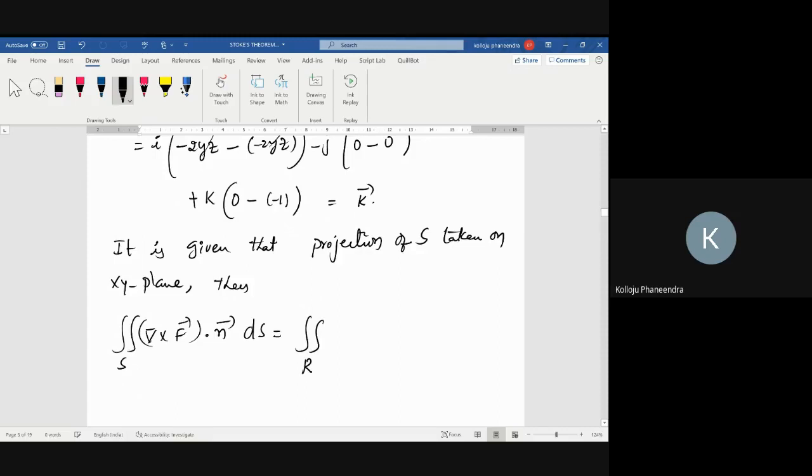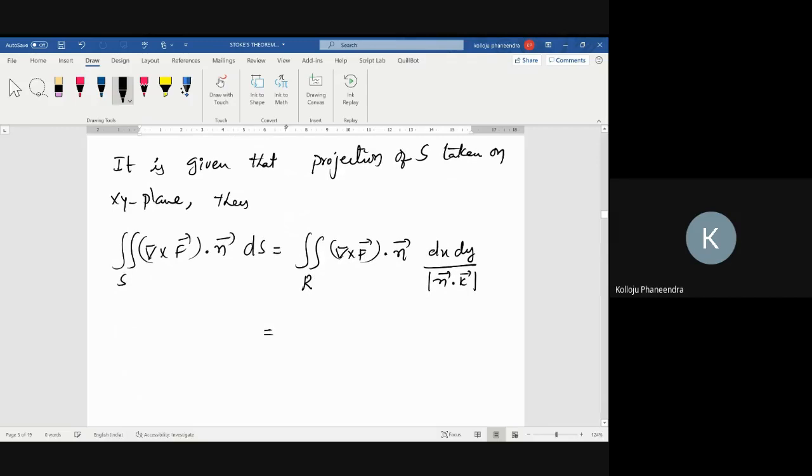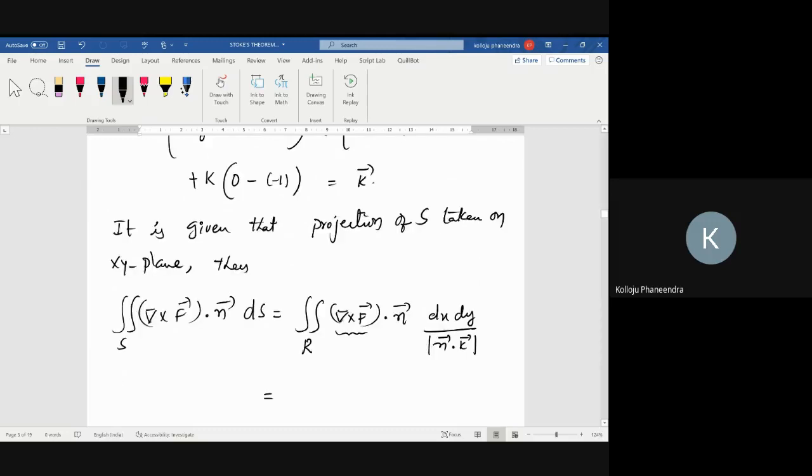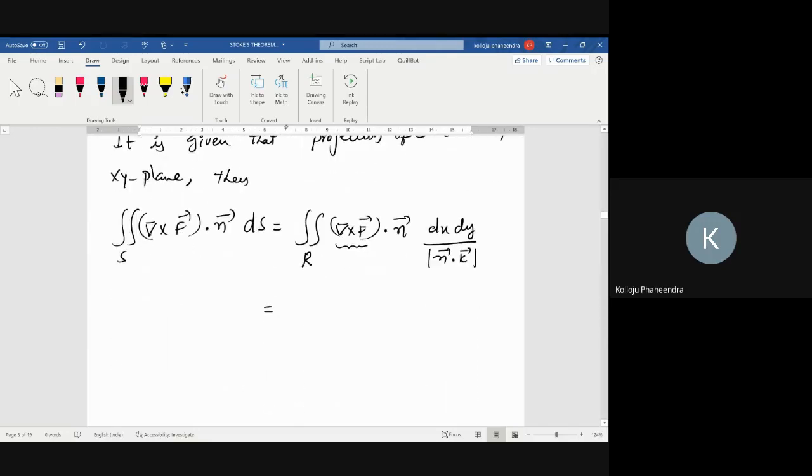What does this become over R? There is no change here. And what is n bar for the surface? This becomes dx dy by mod of n bar dot k bar. If I substitute everything, without calculating n bar for this particular problem, why? Because I already know what del cross f bar is. It is k bar. When I substitute k bar here, k bar dot n bar and n bar dot k bar both will get cancelled. This is k bar dot n bar dx dy by n bar dot k bar. That is why I am not calculating the n bar value.